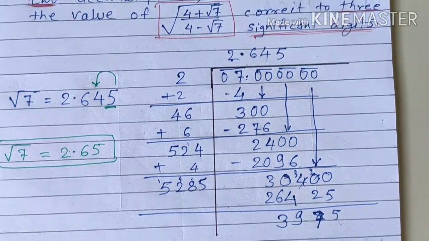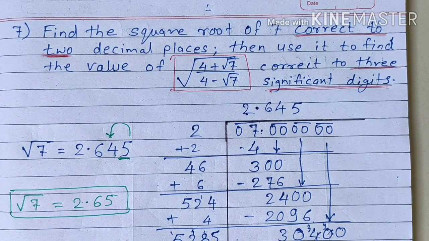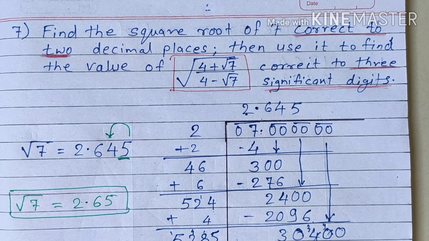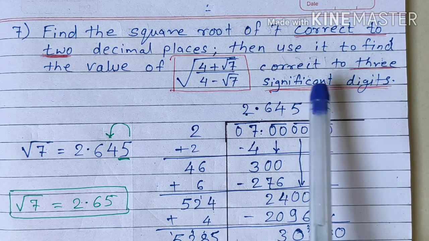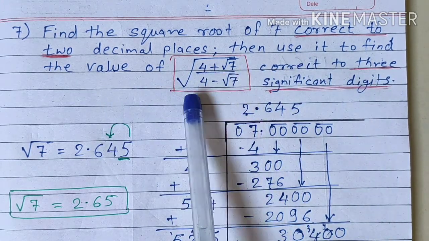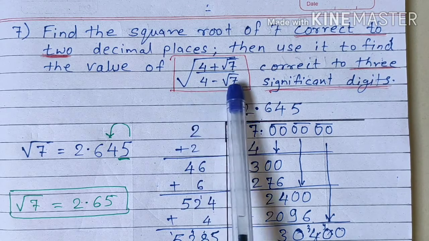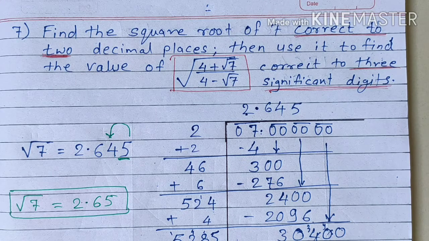Now, what was the question? Find the square root of 7 correct to 2 decimal places. That we already calculated here by using the division method. Now the second part of the question: use this value to find out the square root of (4 plus root 7) upon (4 minus root 7), correct to 3 significant digits. Okay, correct to 3 significant digits.